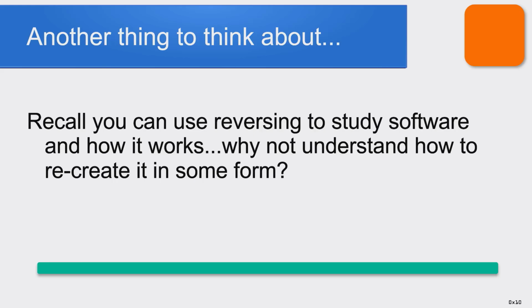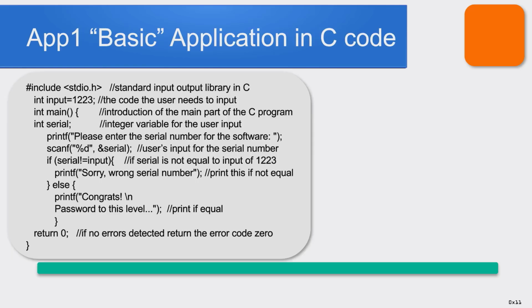Now, remember what I said about software recreation. Again, you can use reversing to study software, how it works, etc. So why not recreate it? What I'm going to show you next is C code, but it's not this application in its entirety. This is a basic application in C code. It would be run in DOS mode. You wouldn't have any nice GUI or anything like that.